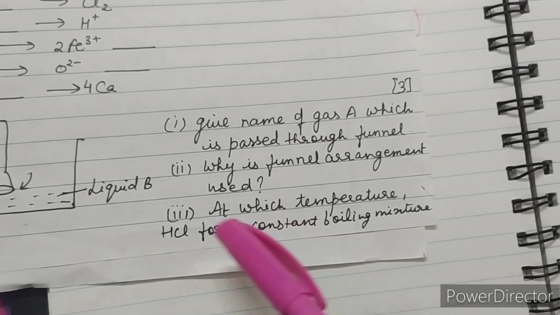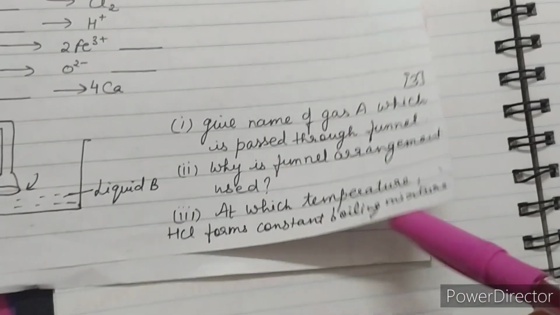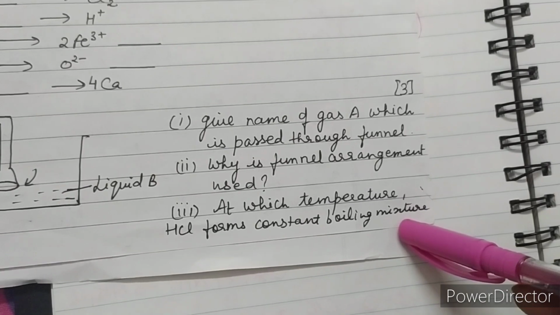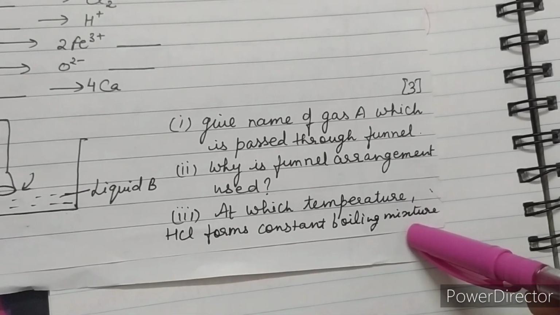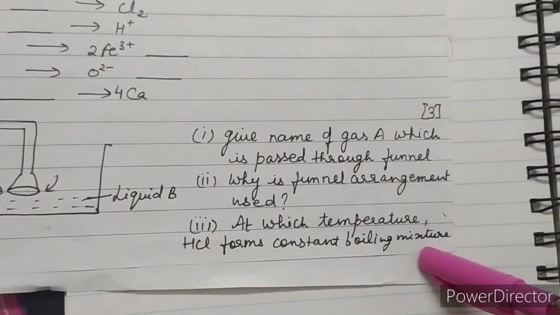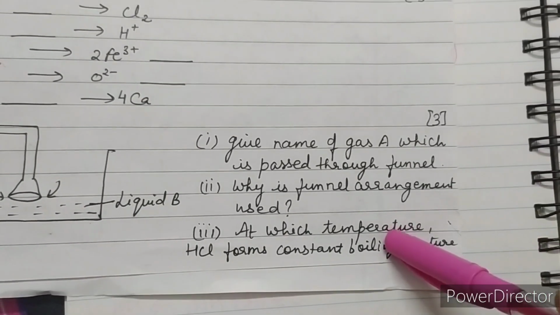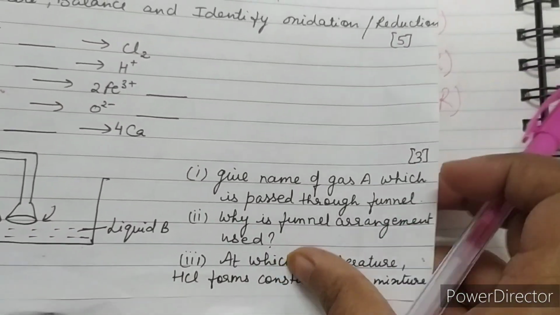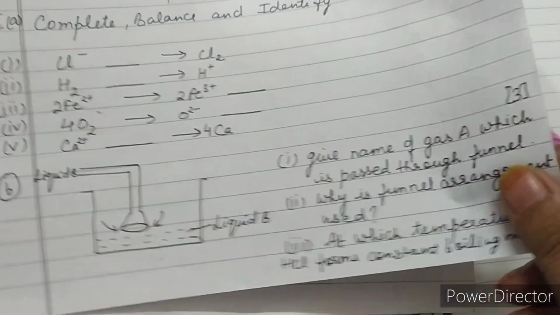And at which temperature does HCl form a constant boiling mixture? That is 109.8 degrees Celsius, and somewhere on the net it has been written 108.5 degrees Celsius, and in some books it is written 109.8 degrees Celsius. So you can write whatever has been written in your textbooks. That will be a much better option.